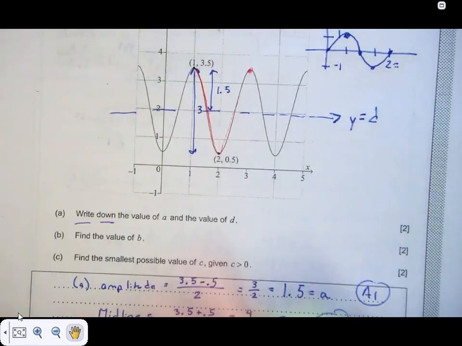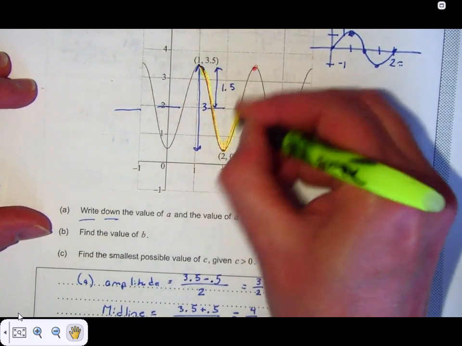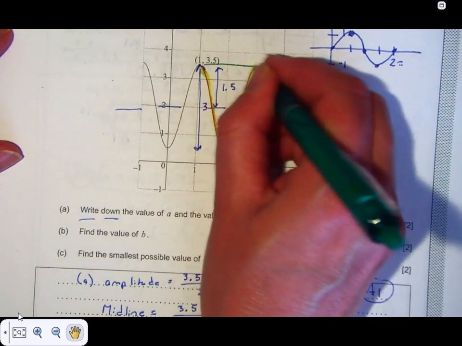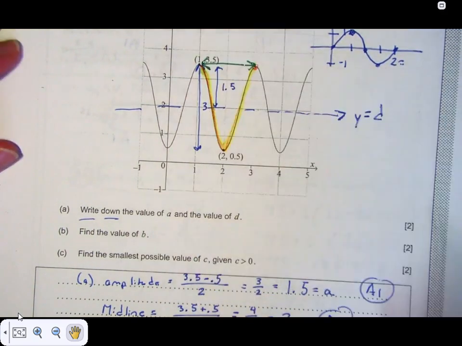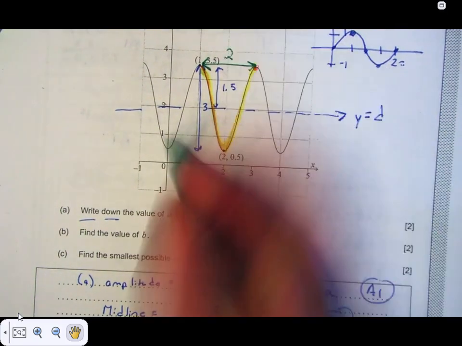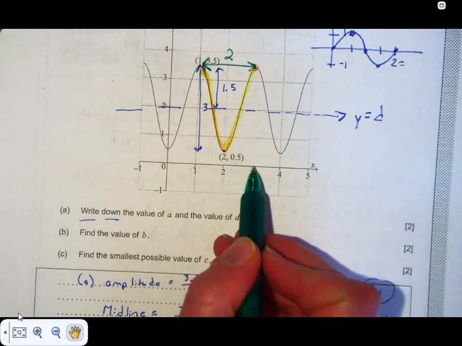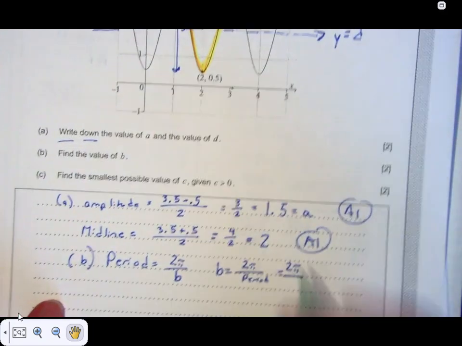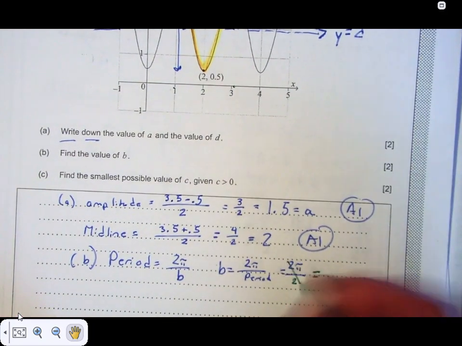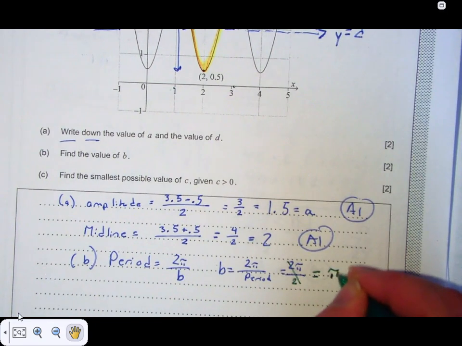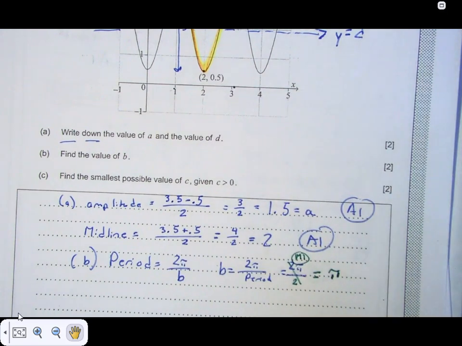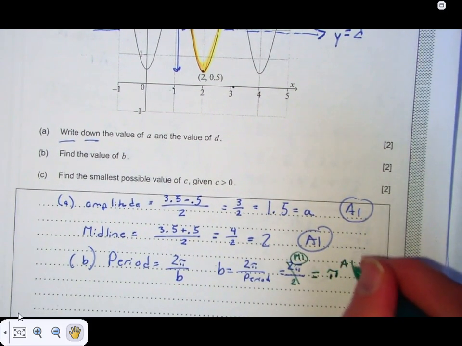I think I'll use a highlighter. That would be one full period, but what I'm talking about is the horizontal distance it takes to go through one full period. Because it's just from a value of 1 to a value of 3. So the period of our graph, how long it takes before it repeats itself, is 2. So 2 pi over 2, or just pi. It was 1 mark for knowing it's 2 pi divided by the period, and 1 mark for getting the right answer.